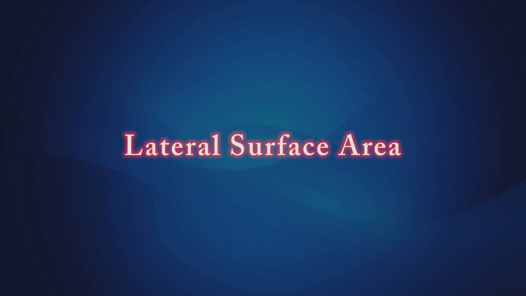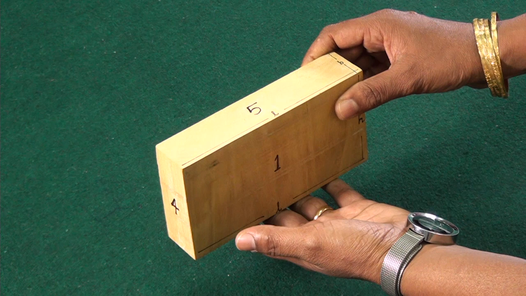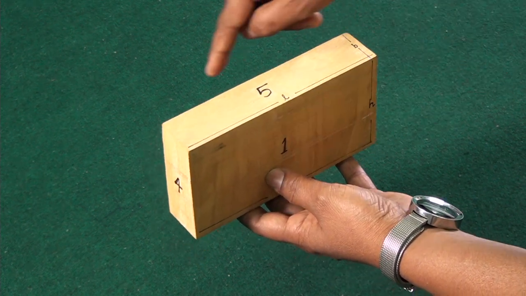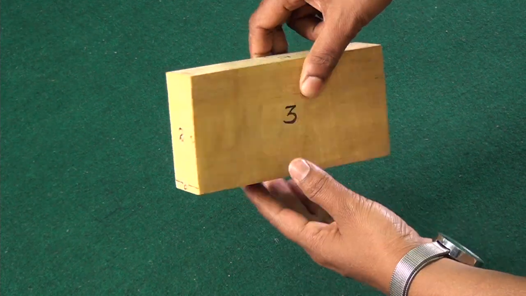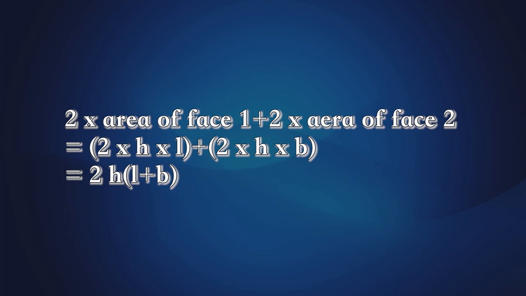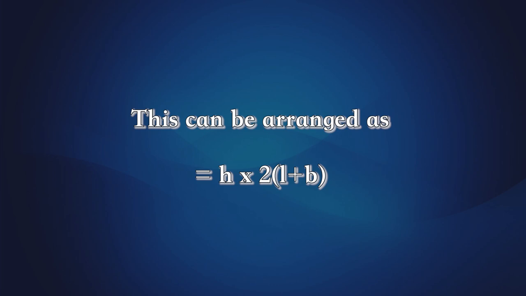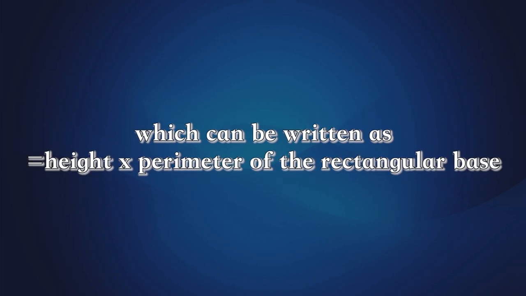Moving on to the lateral surface area. The lateral surface area of a cuboid is the sum of the areas of its lateral faces. That is, area of faces 1, 2, 3 and 4, which is equal to 2 times area of face 1 plus 2 times area of face 2, equal to 2 into H into L plus 2 into H into B, which is equal to 2 into H into L plus B. This can be rearranged as H into 2 times L plus B, which can be written as height into perimeter of the rectangular base.